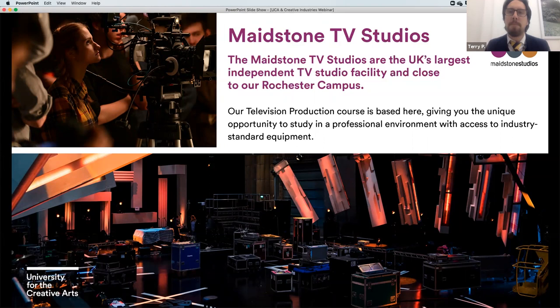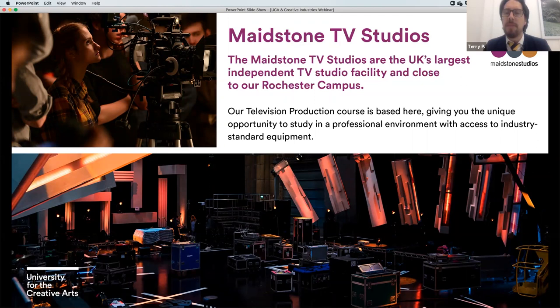And our television production course is based inside Maidstone TV Studios. So the students studying on that course are doing work experience on some quite famous programs here in the United Kingdom as they study, having lunch with TV professionals, production experts, and learning alongside and from people, in both formal and informal ways, that are at the heart of the TV production industry in this country.